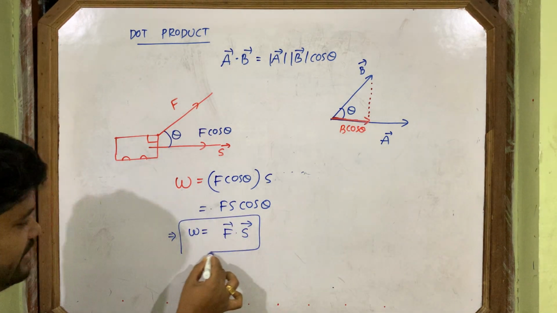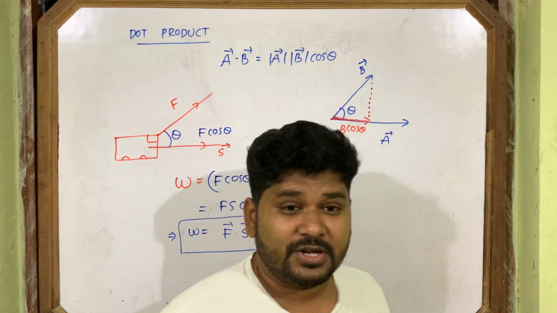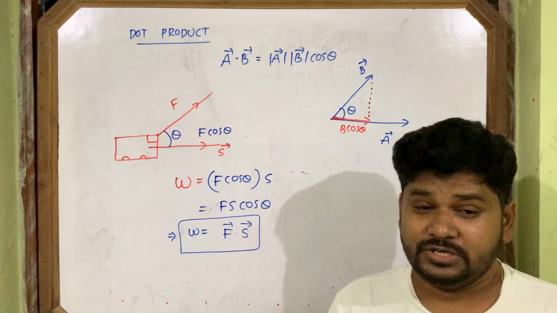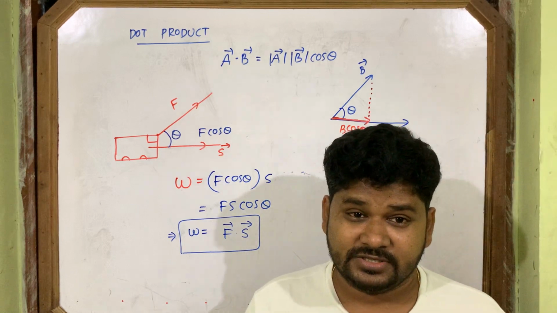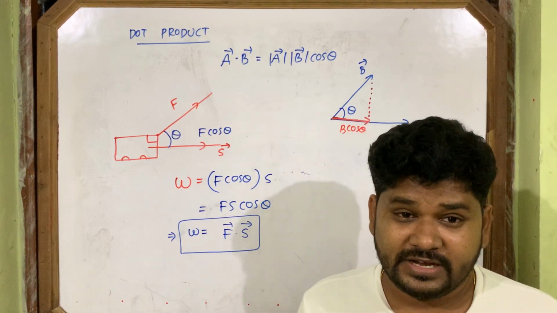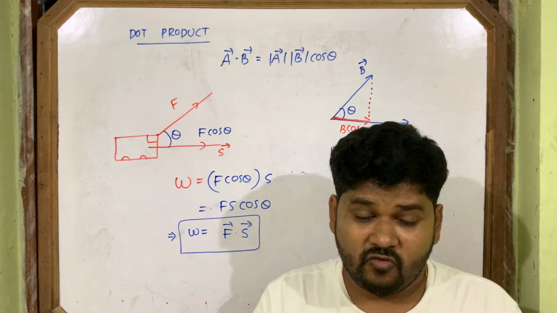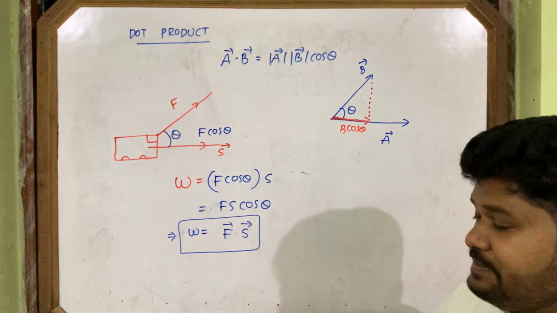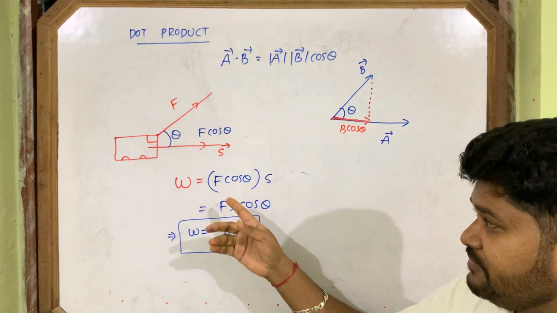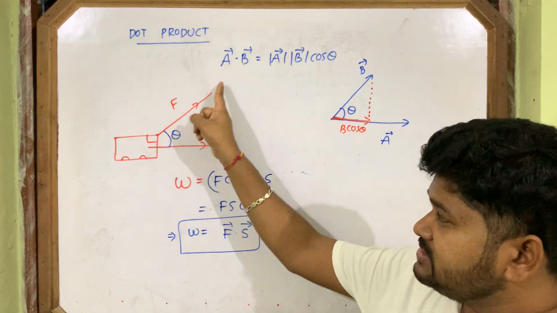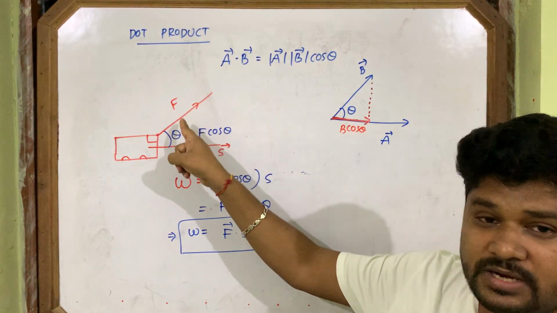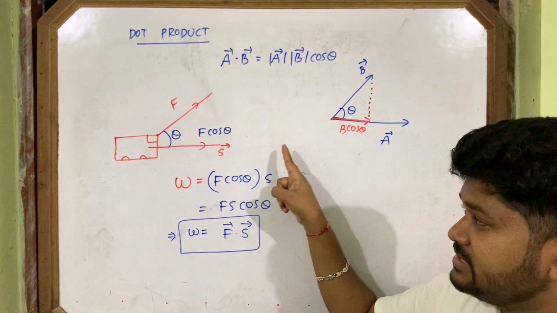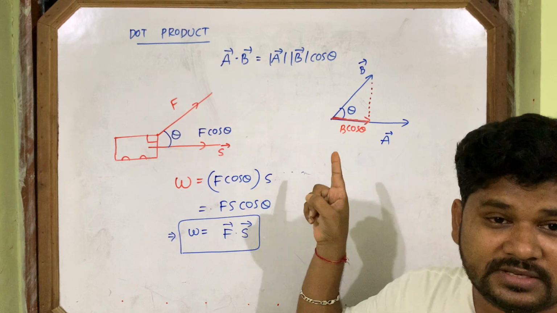So now you got my point. This is the practical application of a dot product in our day-to-day life. Just as I told you in the previous lectures, the practical application of addition of vectors, the flying of a bird, the working of a sling or catapult. The same thing here. When you apply the force like this, the whole force is not doing the work. So you find the component of the force which is along the displacement, which is actually doing the work.